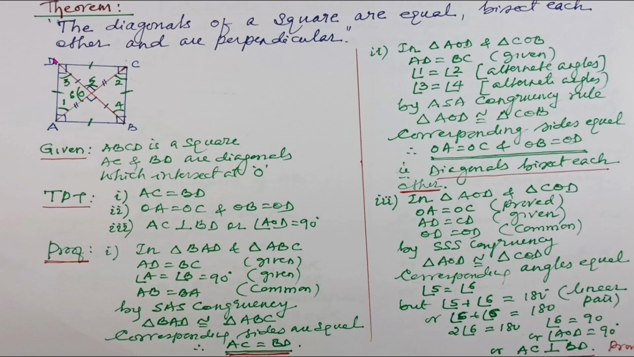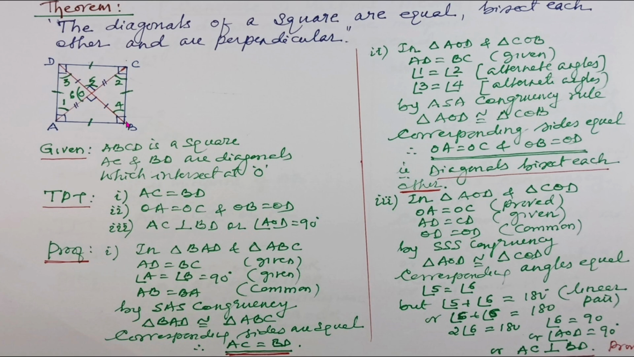And also we have to prove that the diagonals bisect each other. Rather, O is the midpoint of both the diagonals. Rather, we have to prove that OA is equal to OC and OB is equal to OD. And also we have to prove that these diagonals AC and BD are perpendicular to each other. Rather, I have to prove that angle AOD or angle COD is 90 degrees. So let us see how to prove this. A very easy proof, and let us understand it.